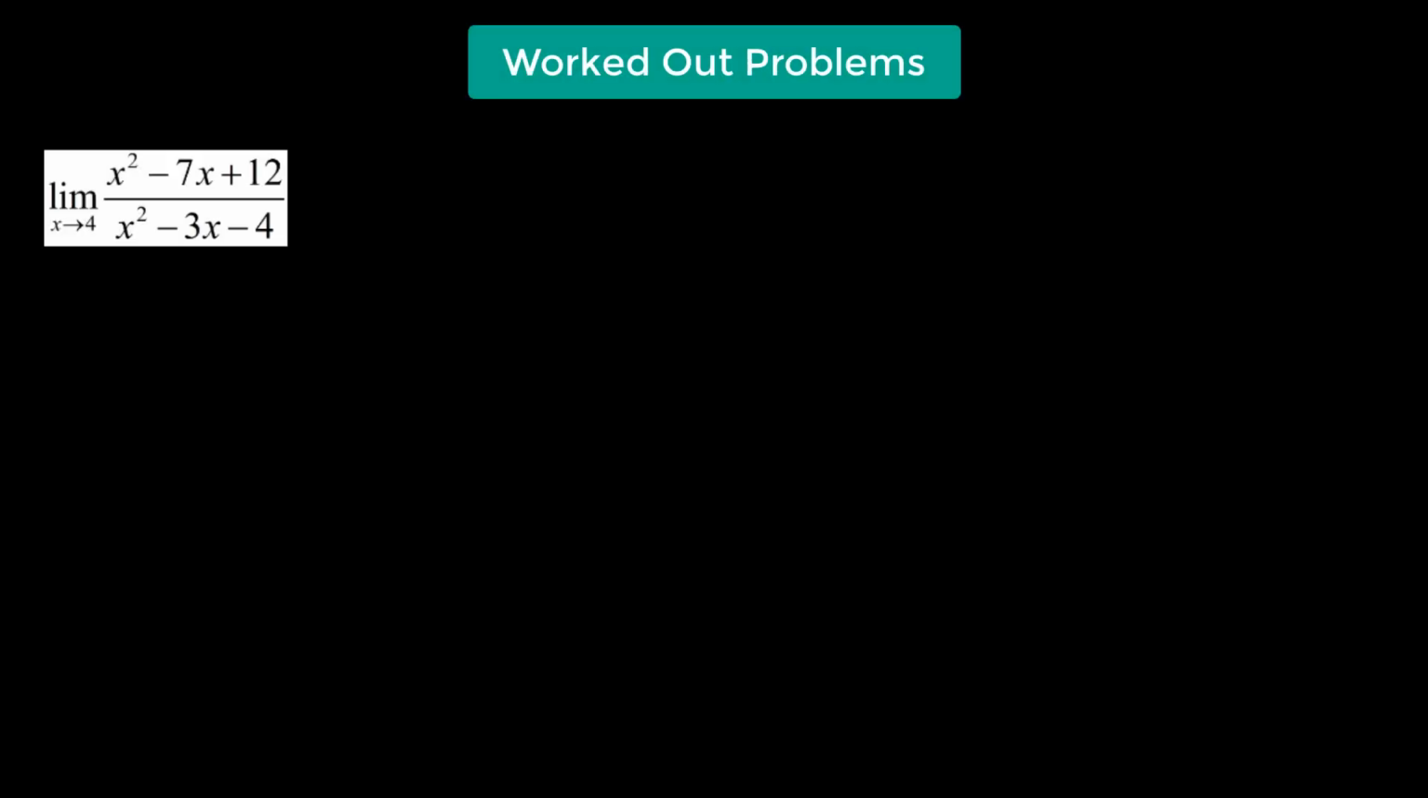So here in this question, we have a rational function. We have to find its limiting value when x approaches 4. So let us begin by first doing a direct substitution. So we are going to replace x by 4.